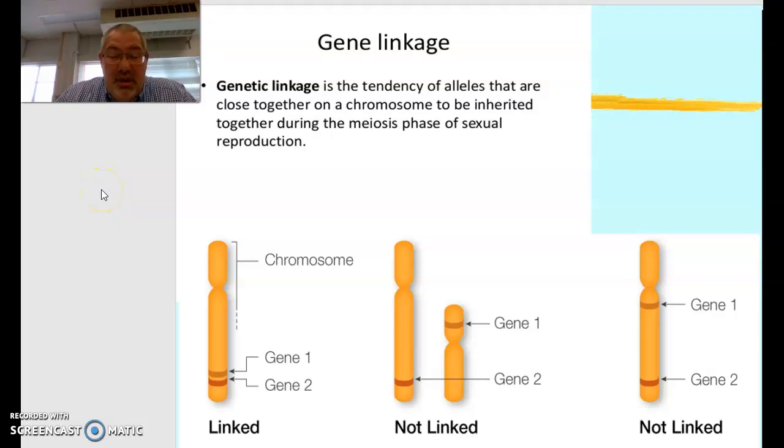In the middle example, if gene 1 and 2 are on separate non-homologous chromosomes, then they're not linked, and independent assortment would be correct for those 2 genes. And in the third example in the lower right, if gene 1 and 2 are potentially on the same chromosome, but they're separated by a fairly large distance on that chromosome, then they would not be linked also, and independent assortment would hold. So gene linkage is an exception to independent assortment.